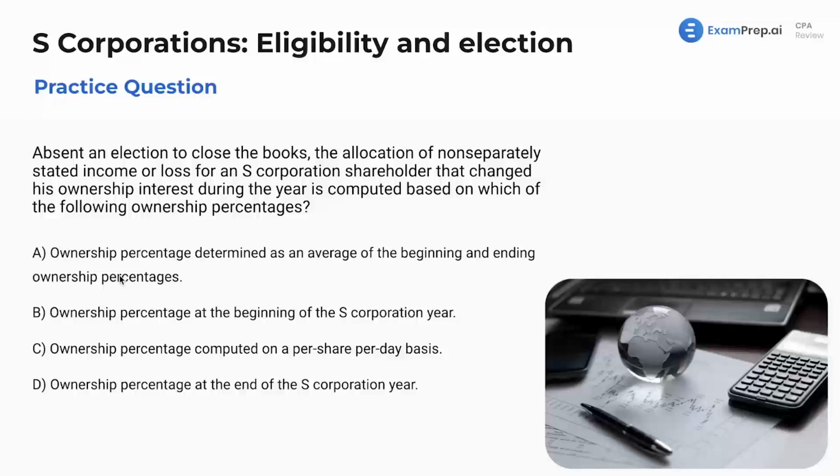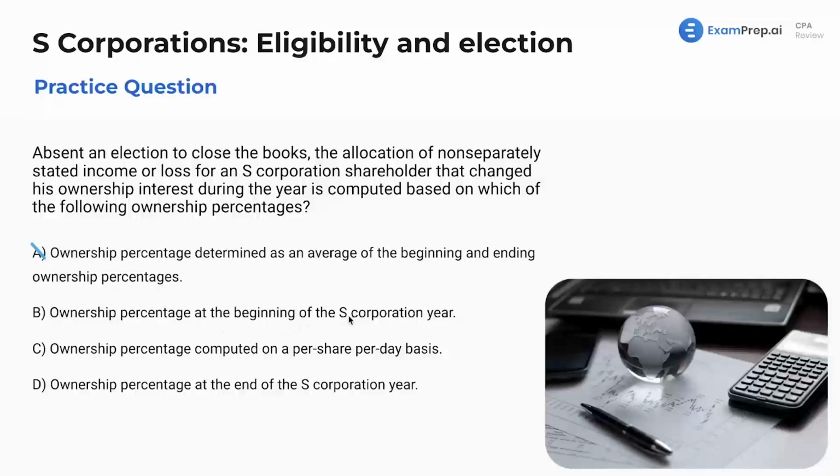ownership percentages. Because guess what? During the year, in the beginning, January 1st, you could have a different ownership percentage than you do at the end. Because as people buy and sell in and out of the S-Corp, yeah, that can totally change. But is this the proper method? Well, when an election to close the books is not made, the allocation is generally based on, and it's hard to say without just spoiling the answer, but this is not going to be the case.